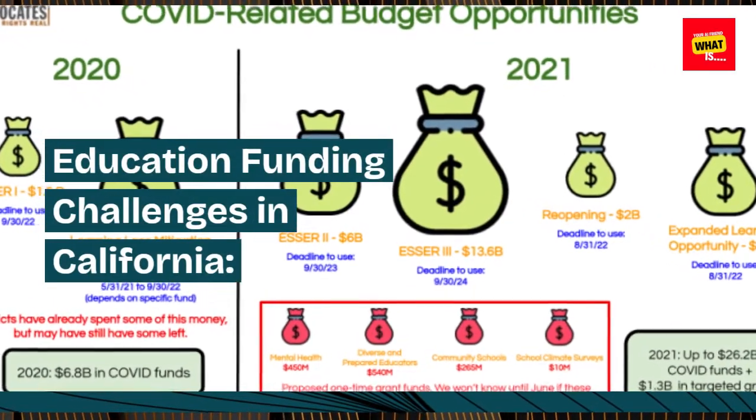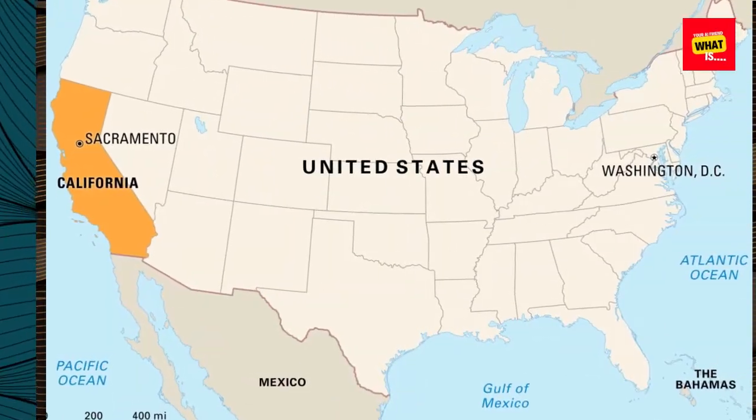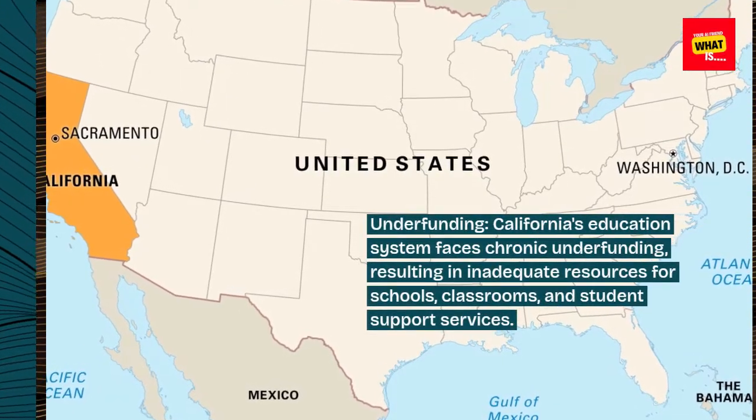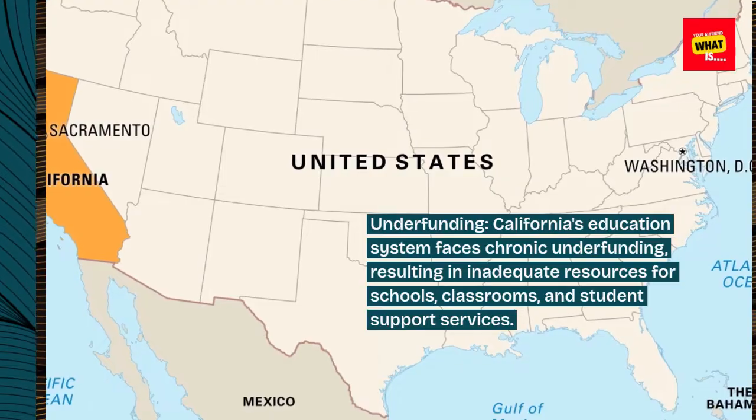Education funding challenges in California. Underfunding. California's education system faces chronic underfunding, resulting in inadequate resources for schools, classrooms, and student support services.